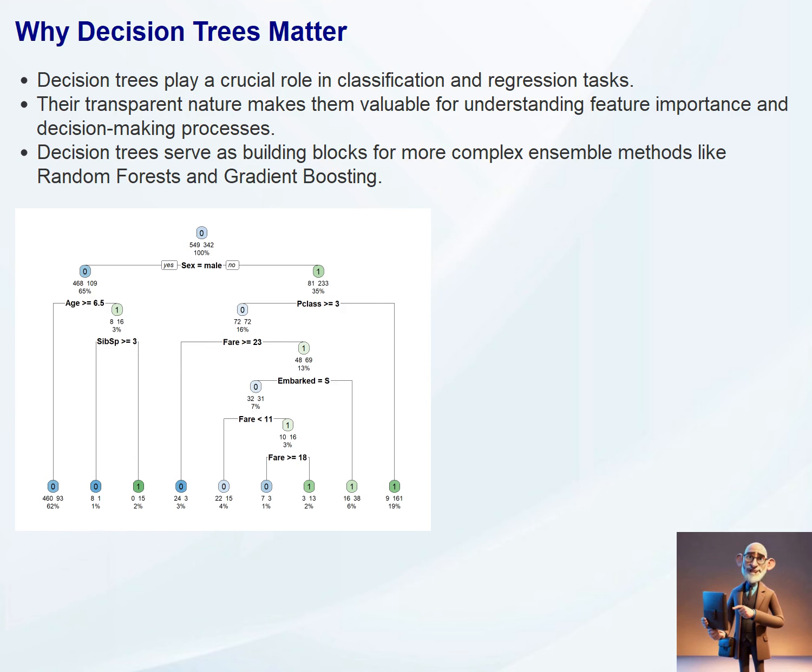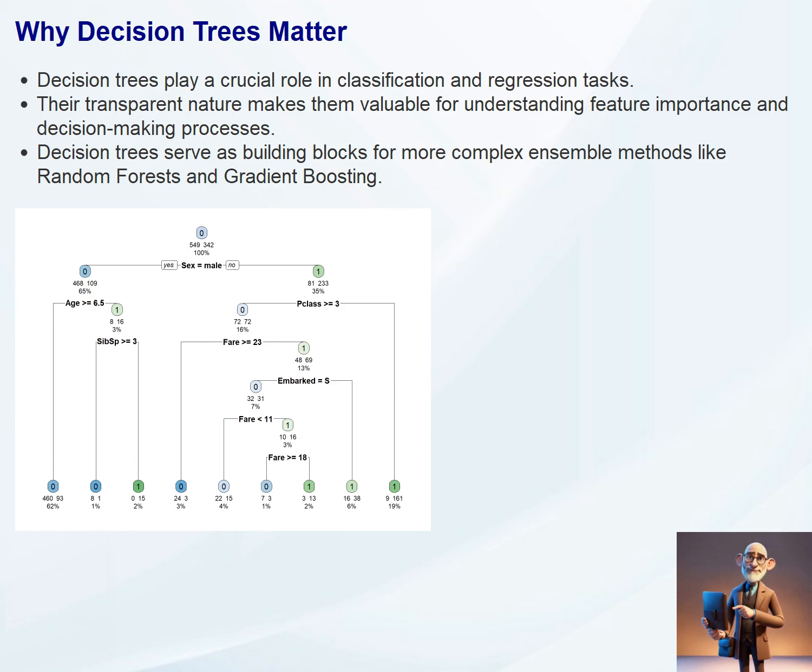Decision trees don't just stand alone, they serve as the foundational building blocks for more sophisticated ensemble methods. Random forests and gradient boosting, two powerful techniques in machine learning, leverage the inherent strengths of decision trees. By combining the outputs of multiple trees, these ensemble methods enhance predictive accuracy and robustness. Decision trees, therefore, play a pivotal role in laying the groundwork for more advanced and accurate modeling techniques.